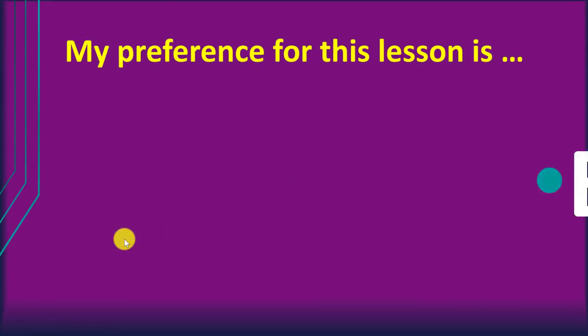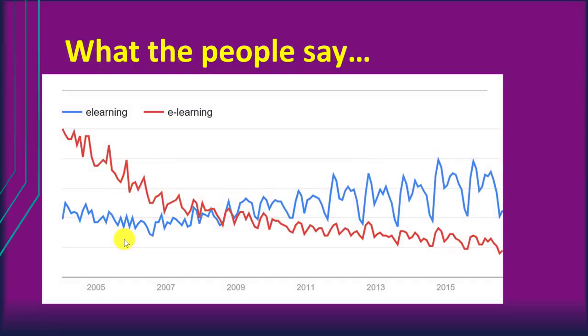But it needn't be your preference. You can take anything that you want. Look at what has happened. In the early days, the blue one is e-learning, my preference. You can see people loved e-learning with the hyphen at that time, but by about mid 2007 it was equal in terms of usage globally. Then later, the one without the hyphen started coming up. Today, 2019, the one without the hyphen is what you get in many places.